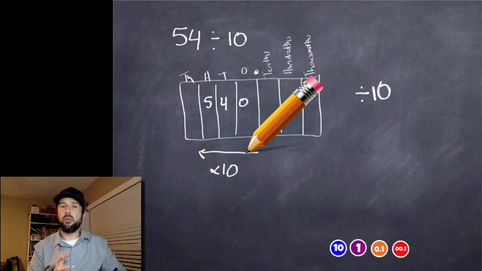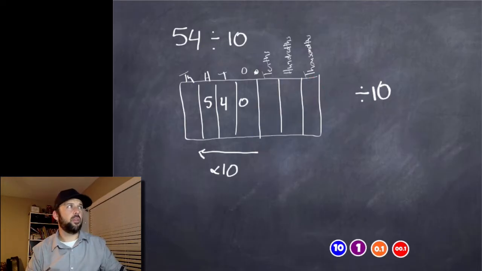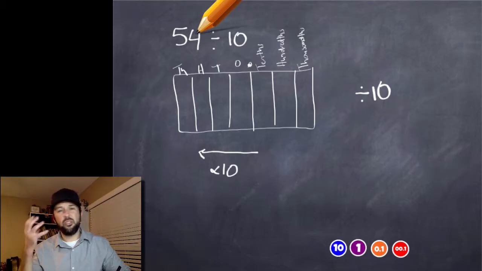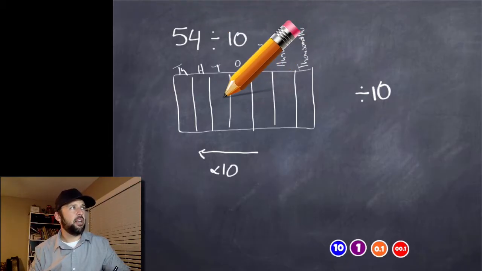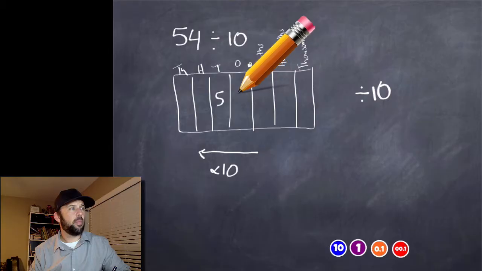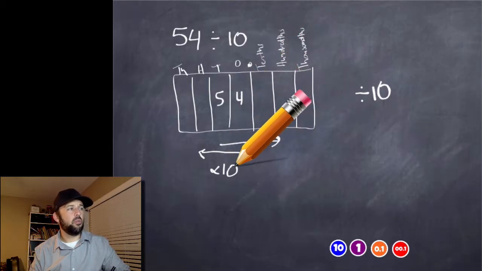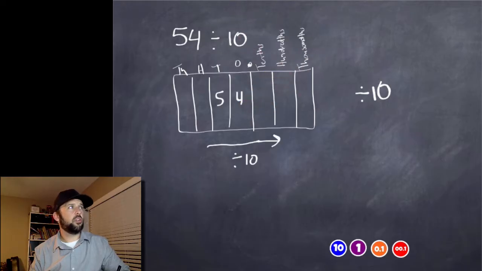But today we're going to be talking about division and how that changes what goes on with the numbers. So right off the bat, just visualizing this or using that prior knowledge, if I have 54 and I am dividing by 10, we know we're going to be moving this way on the place value chart. So our 54 is going to be moving this way.